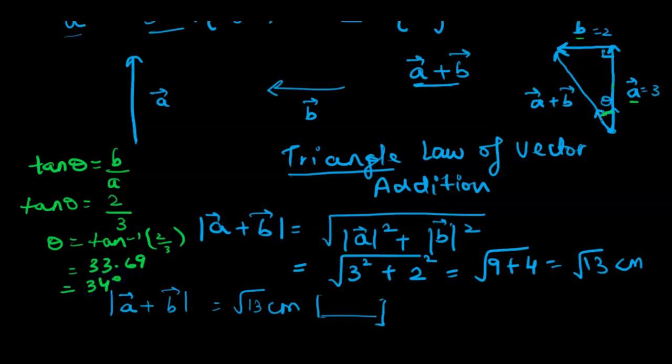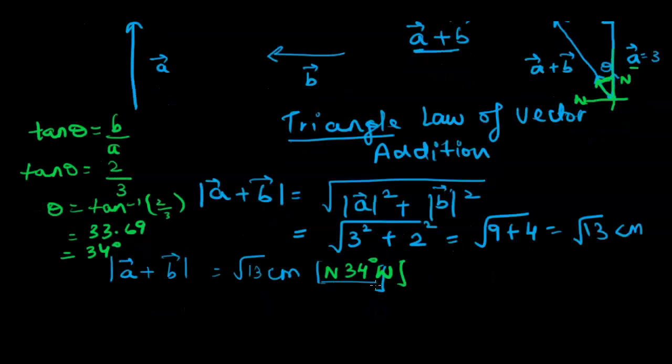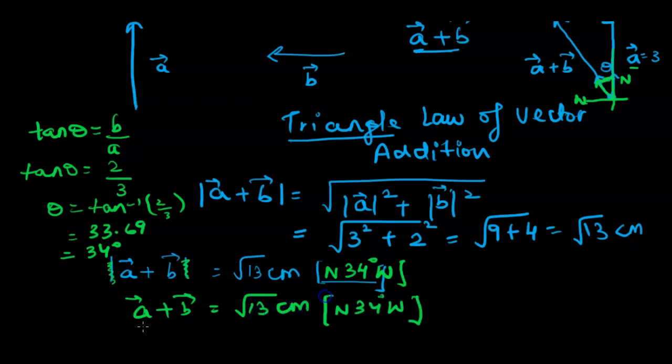Now how do we write it down? We see which axes this angle lies between. This angle lies between the north and west axes, and it is joining the north side. So we put north first, then 34 degrees, and then west. This is how we represent the full vector with the angle. When we mention this angle, we can take these bars off, because now it is the entire vector, not just the magnitude. So our final answer is vector A plus B equals square root 13 centimeters, 34 degrees west of north.